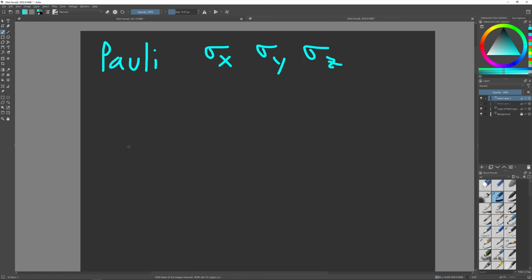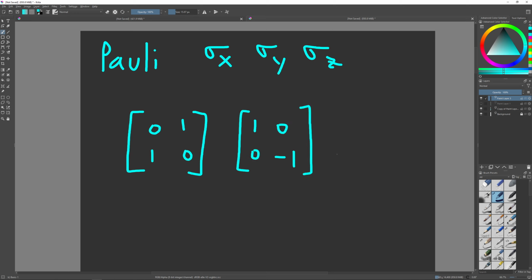Okay, but I'm going to just write them out. So I forget which one is which, but one of them is this matrix right here. And another one of them is this matrix. And another one has i and an i here.